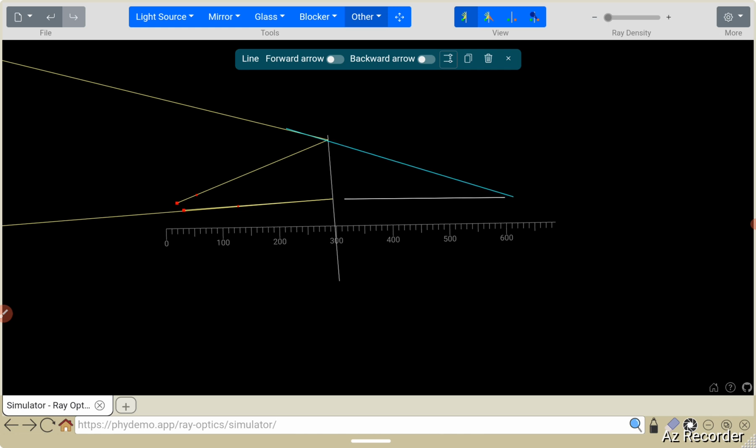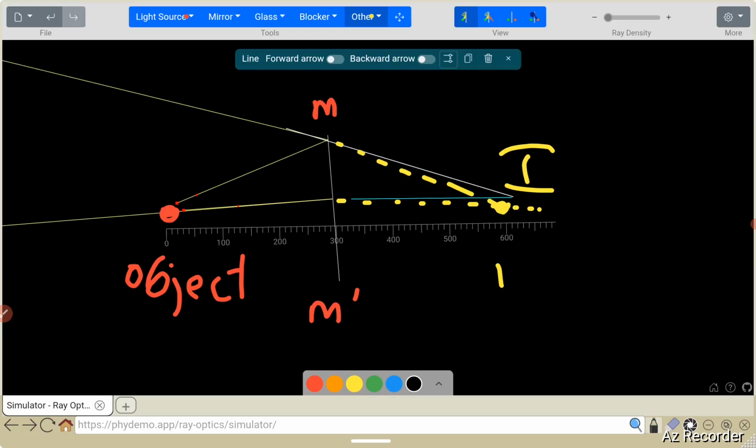Now see here, they are meeting here somewhere. That means it is almost 600 millimeter. We can take 6 centimeter. So this is the place where you will have the image formed. Understood? So this image is formed behind the mirror. So it is called a virtual image. How is it called? Virtual image.